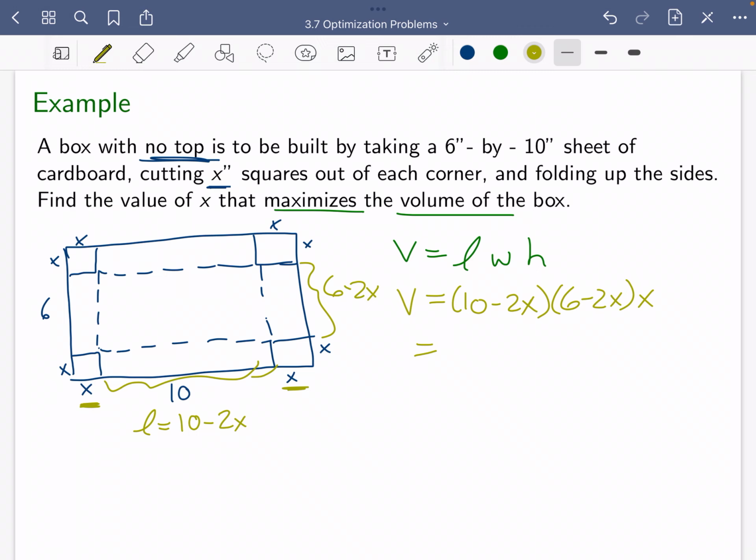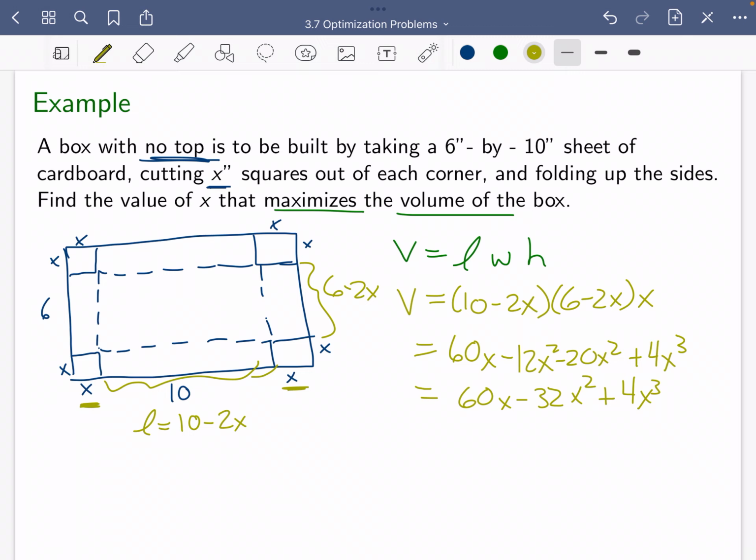Solving this, multiplying it out, we have a volume of 60x minus 12x squared minus 20x squared plus 4x cubed, which is 60x minus 32x squared plus 4x cubed. So that is our volume.